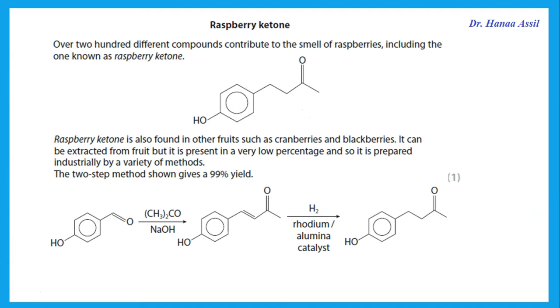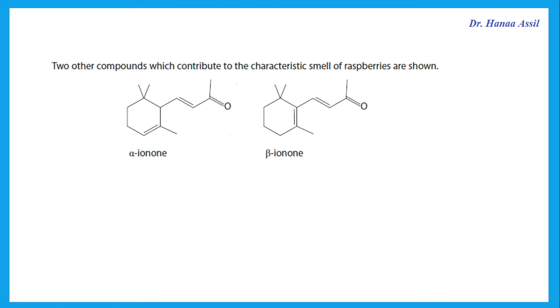Raspberry ketone. Over 200 different compounds contribute to the smell of raspberries, including the one known as raspberry ketone. This is also found in other fruits such as cranberries and blackberries. It can be extracted from fruit, but it is present in a very low percentage, and so it is prepared industrially by a variety of methods. The two-step method shown gives a 99% yield. So this is the synthesis we're talking about.